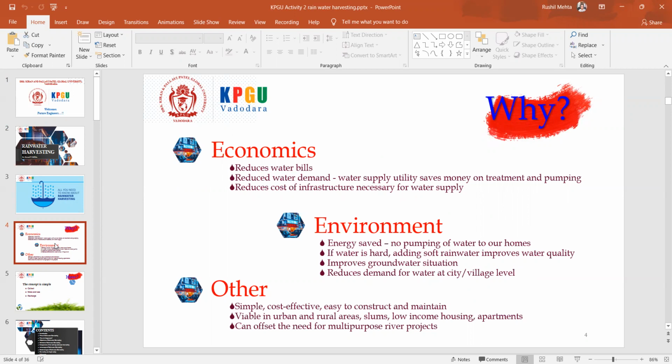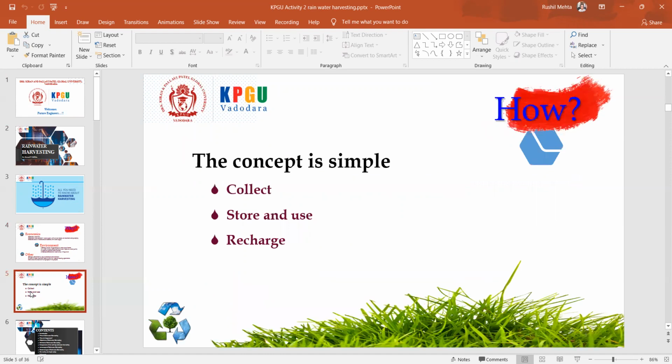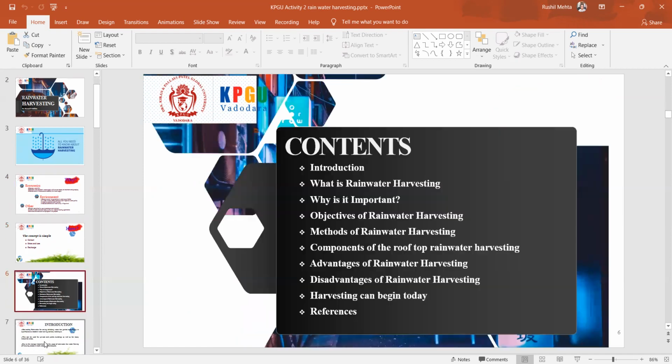Other than this, it is very simple, very cost effective, easy to construct and maintain, and it can offset the need for multi-purpose river projects. So the concept is very simple. How can you do it? Collect, store and use, and you need to recharge it.